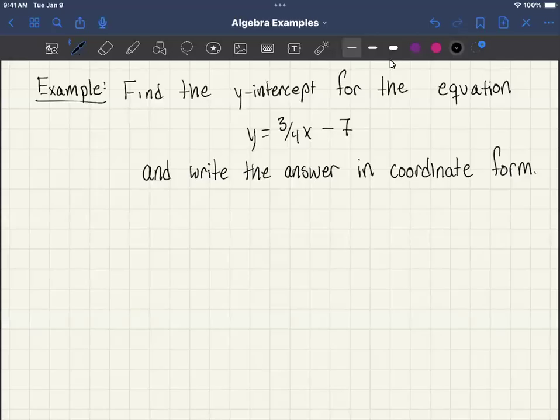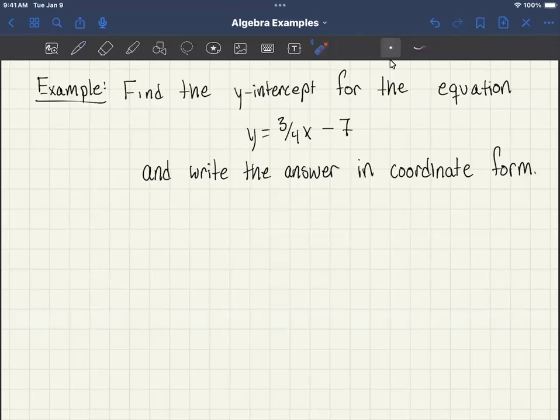Let's look at an algebra example where we're asked to find the y-intercept for the equation y is equal to 3/4 x minus 7. And we're asked to write our answer in coordinate form. A lot of times when you're working in a math class, you will be asked to write your answer to this sort of a question in coordinate form. So that means in an x comma y fashion.